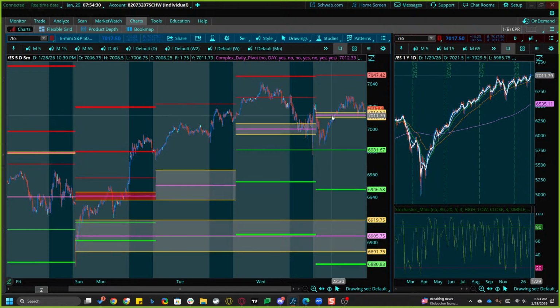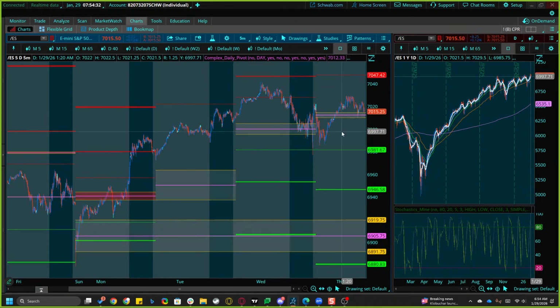But this indicator doesn't make price do anything, right? This is just a math formula that's calculating yesterday's moves and looking at the high and the low and the close and then just doing some fancy math. So it doesn't influence price. It doesn't make price do anything. Just an analysis tool.